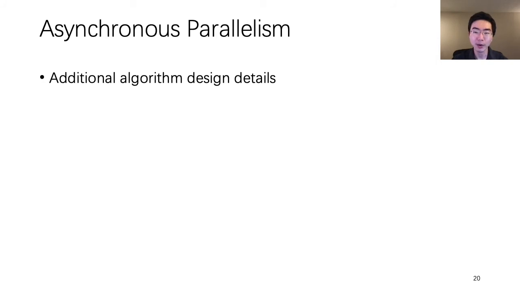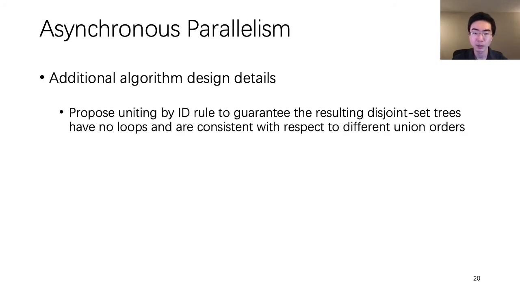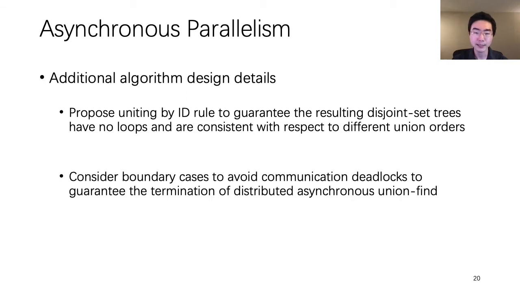The design of our asynchronous algorithm also has other important details. First, we propose a uniting by ID rule to guarantee the resulting disjoint set trees have no loops and are consistent with respect to different union orders. Second, we consider boundary cases to avoid communication deadlocks to guarantee the termination of asynchronous distributed union find. Please read our paper if you are interested in the details.